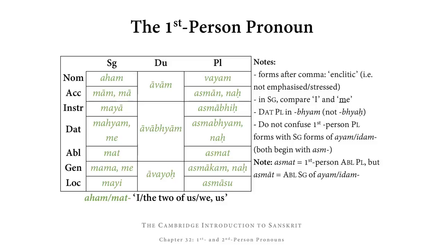Finally, another snag in this paradigm is that the ablative plural, asmat, is very similar to asmat, which is the ablative singular of ayam, idam. So asmat, first person pronoun ablative plural, asmat, ablative singular of ayam, idam. Make sure you don't confuse the two.